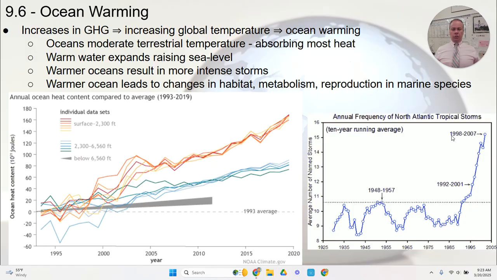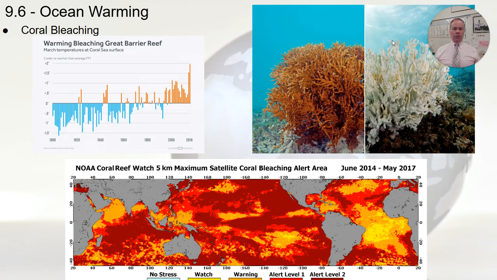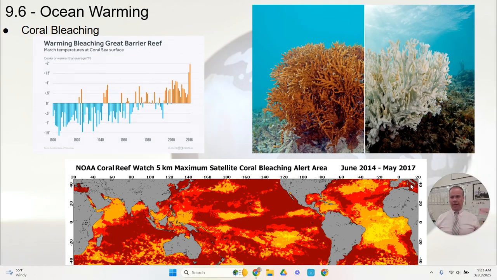Also, as the oceans warm, that alters the habitat and alters abiotic conditions in the oceans. It changes the metabolism of marine organisms. Warmer waters increase metabolism. As we've talked about previously, warm water holds less oxygen. It can interfere with seasonal reproduction in marine species. So those are some of the impacts.